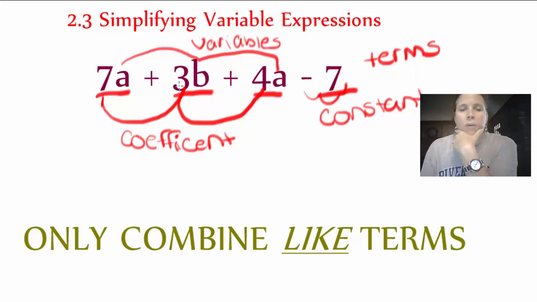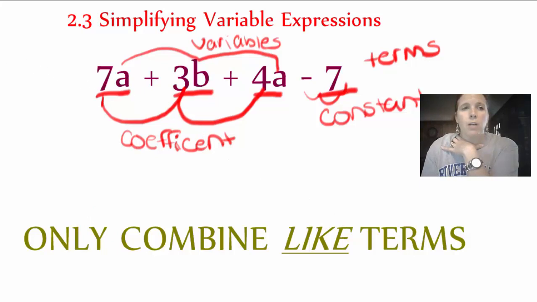So you need to know coefficients. I might say name the coefficients, or I might say name the variables. I'm probably not going to ask you the definition of a coefficient, but I'm going to have you pick them out. So you have to know what a coefficient is, what a variable is, and what constants and terms are. We are only going to combine like terms.